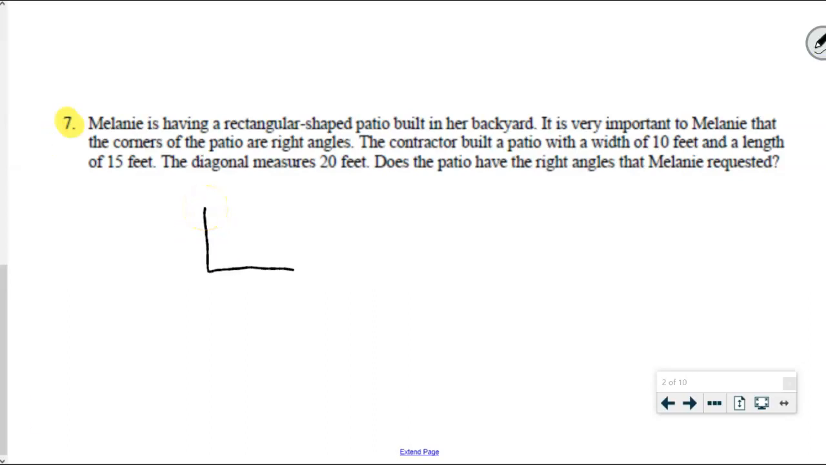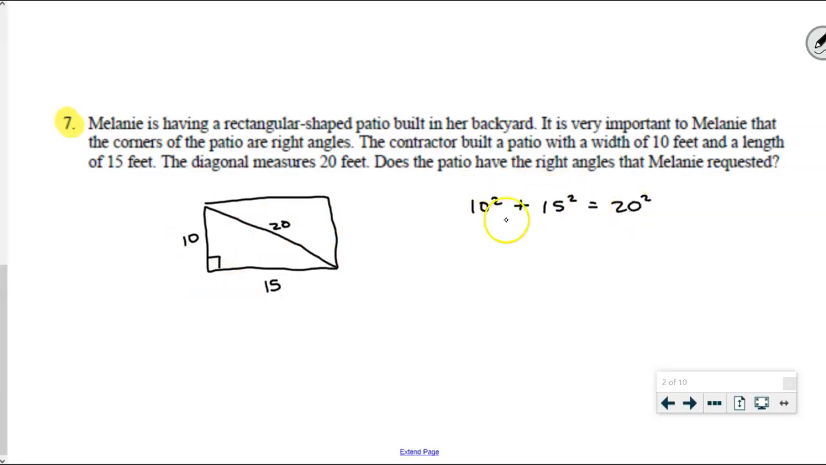Okay, here's my patio. 10 feet by 15 feet and a diagonal that is 20 feet. And we're questioning, is the Pythagorean theorem going to work here? Is this a right triangle? This would be where that right angle would have to be if it were, and it's going to be 10 squared for the leg plus 15 squared for the other leg. And we're asking the question, is that equal to 20 squared? So don't just say that it is equal, put a question mark like, is this equal?